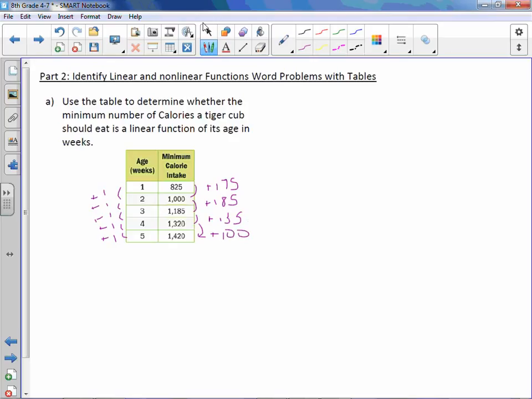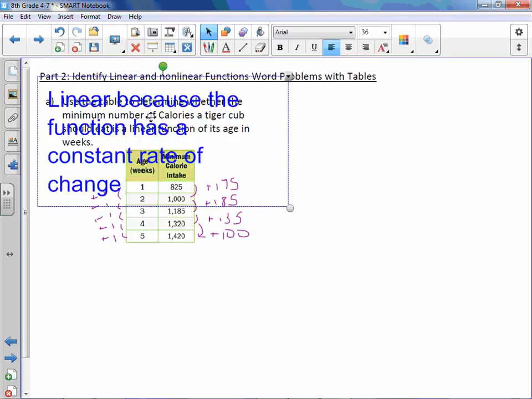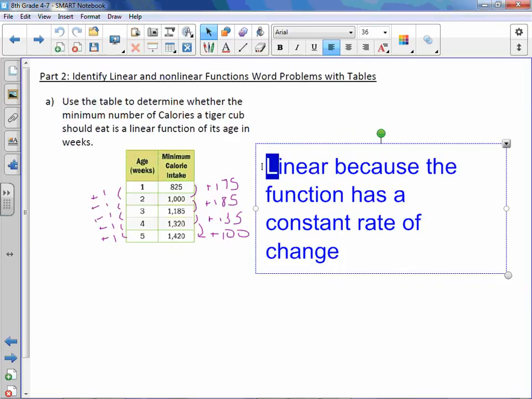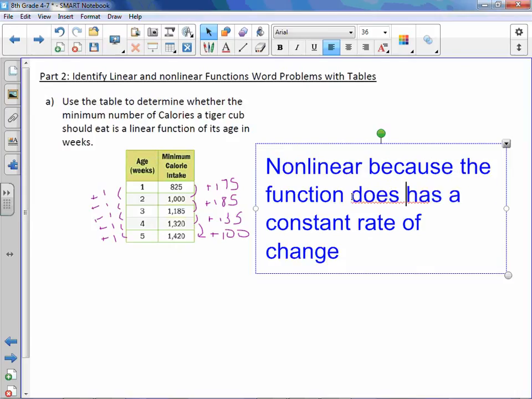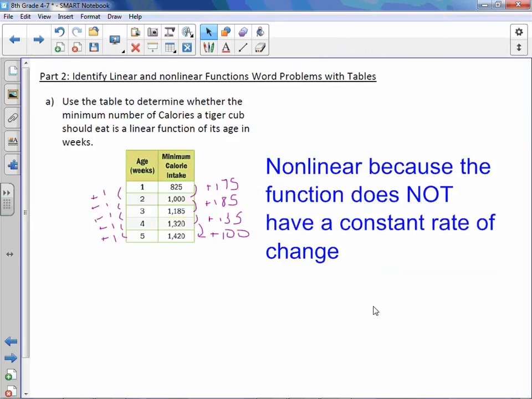It does not have a constant rate of change. Therefore, the function is nonlinear. So nonlinear because the function does not have a constant rate of change.